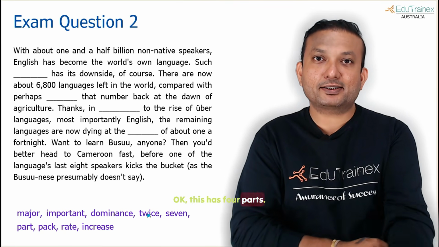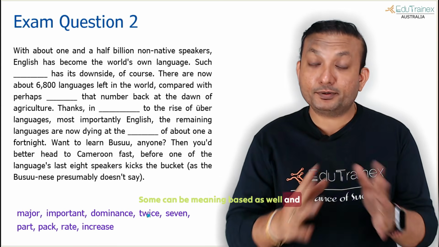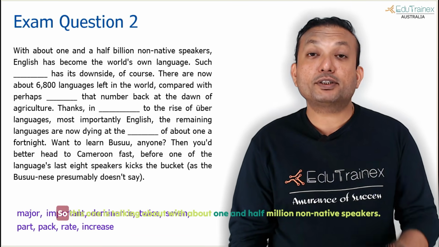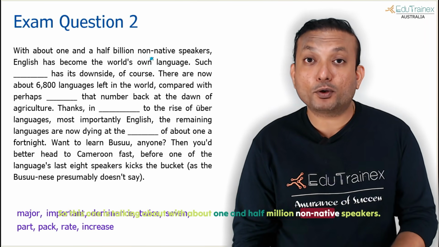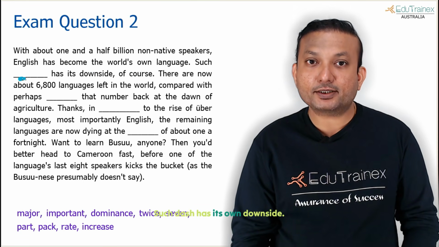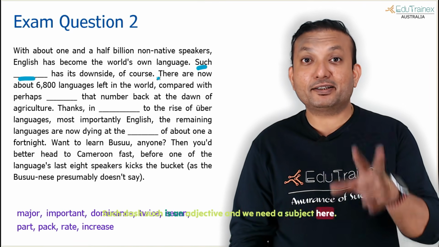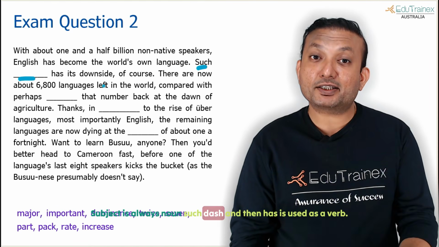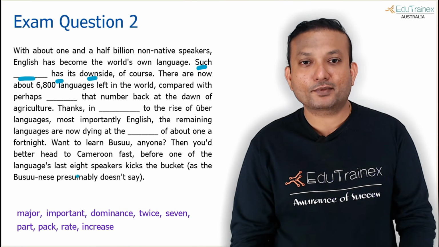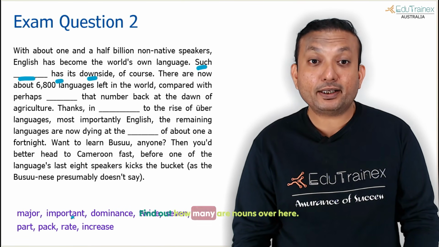Okay, this has 4 parts. Now, not all of the questions can be solved using grammar. Some can be meaning based as well. And because we have picked up the questions randomly, so we'll see about that. So this one is talking about with about 1.5 million non-native speakers, English has become the world's own language. Such dash has its own downside. Such dash, such is an adjective and we need a subject here. Subject is always noun, such dash, and then has is used as a verb, and then you have the object. So which kind of verb are we looking for? Nouns. Okay, find out how many are nouns over here.